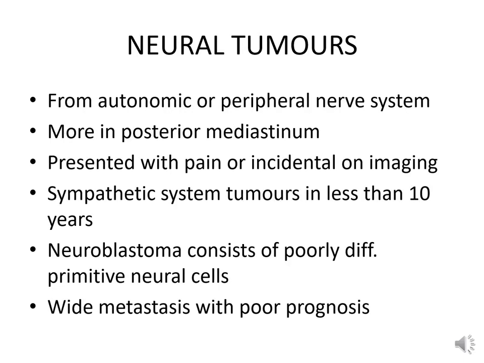The neural tumors are usually found in the posterior mediastinum, and the source of origin is either the autonomic or the peripheral nervous system. They may present as an incidental finding when an X-ray is taken for some other reason, or they may present with symptoms. The sympathetic tumors are present in less than 10% of cases. Neuroblastoma consists of poorly differentiated pigmented cells. With wide metastases, these tumors have a poor prognosis.